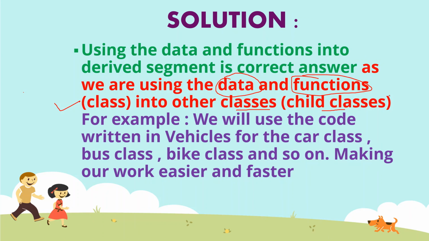For example, we will use the code written in vehicles for the car class, bus class, bike class, and so on. Just like I told you, we can use the code written in the animal class for the dog class, cat class, and the cow class. So that will make our work easier and faster. So the correct answer is using the data and functions into derived segment.